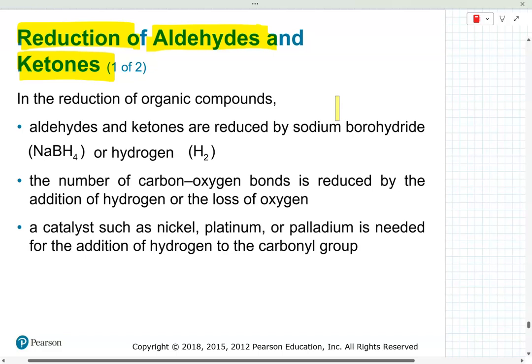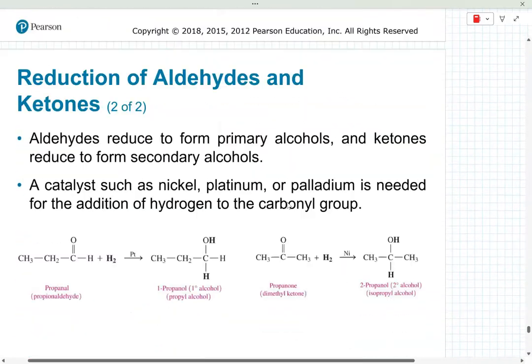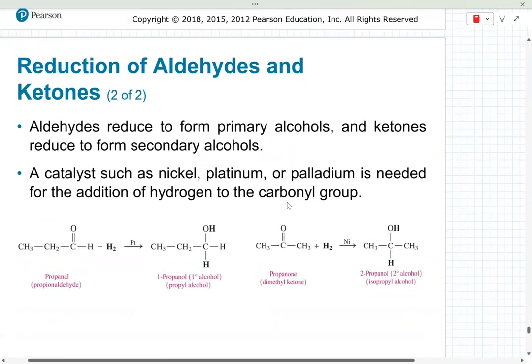So you can use some kind of a strong reductant, borohydride, or just bubble hydrogen through. Now, what is the reduction? We talked about it. The number of carbon-oxygen bonds is reduced. Okay? And usually you need some kind of a catalyst, such as nickel, palladium, platinum. So this is an example of the reduction of aldehydes and ketones.